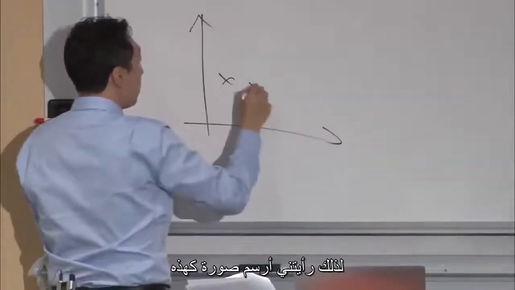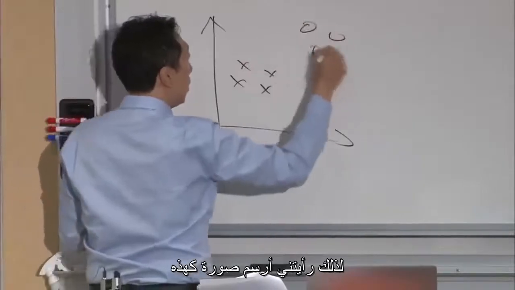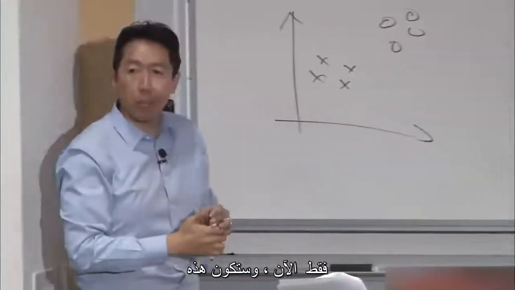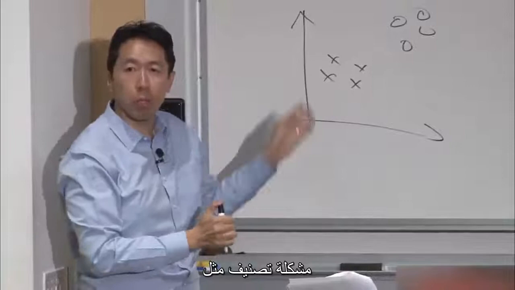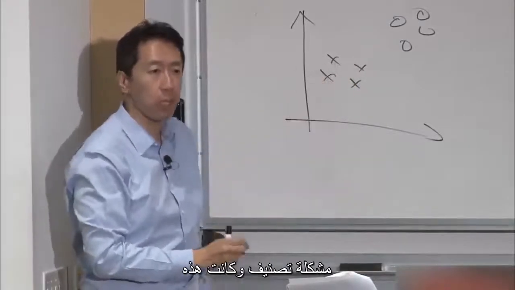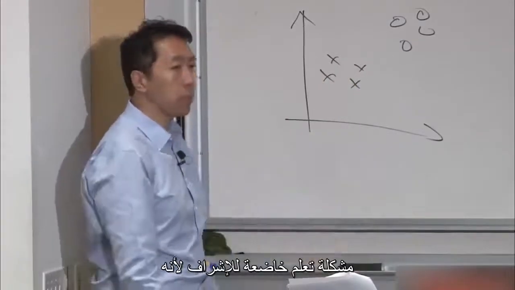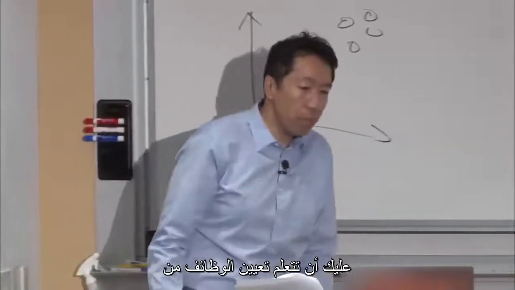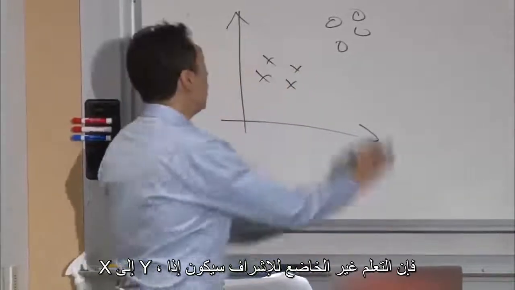So you saw me draw a picture like this just now, right? And this would be a classification problem, like the tumor, malignant, benign problem. This would be a classification problem. And that was a supervised learning problem because you have to learn a function mapping from X to Y.